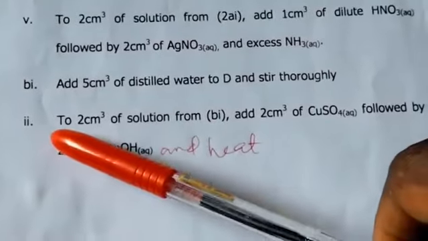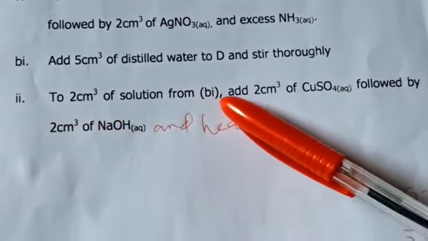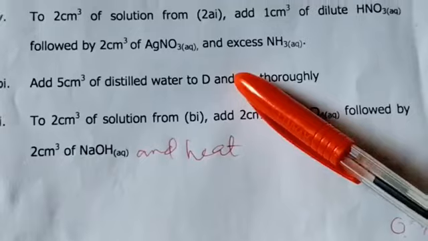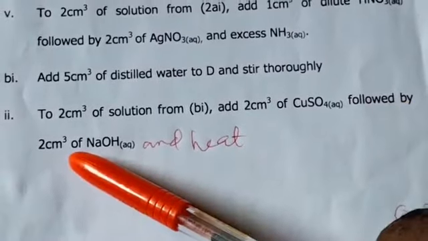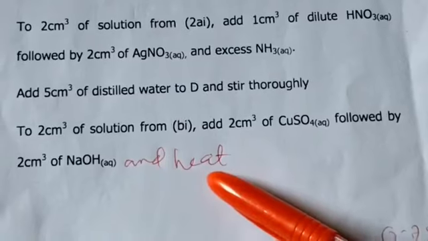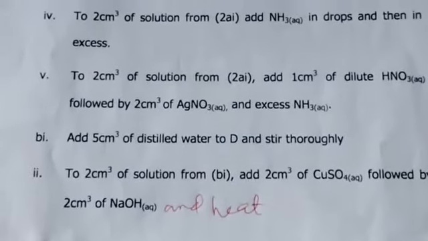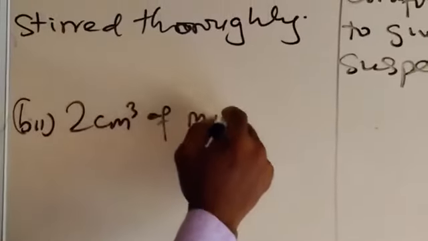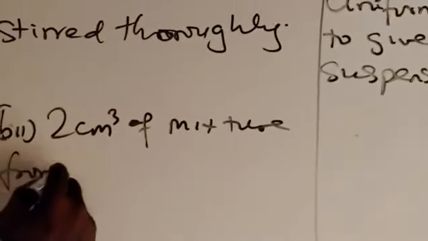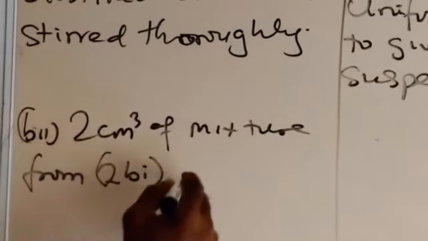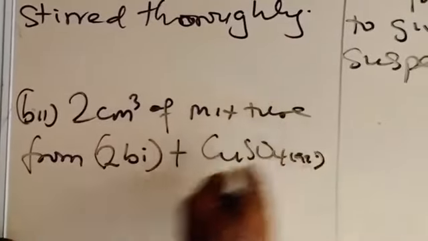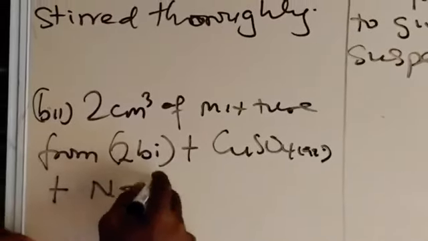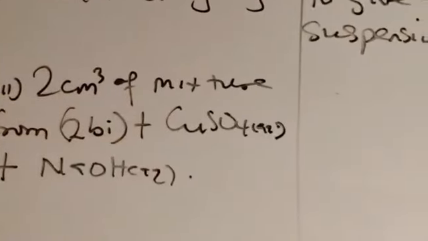We'll now go to 2BII. Take 2 cm cube of solution from 2BI, the colloid produced before. Add 2 cm cube of copper sulfate followed by 2 cm cube of sodium hydroxide, aqueous, and heat. So let's go to the board to report and then do the experiment. Now I have 2 cm cube of mixture from 2BI. We are adding first copper sulfate aqueous, then followed by sodium hydroxide before we heat. So let's go to the experiment.